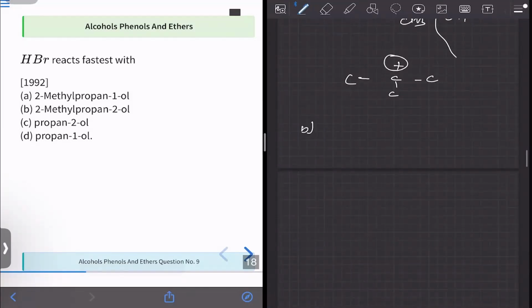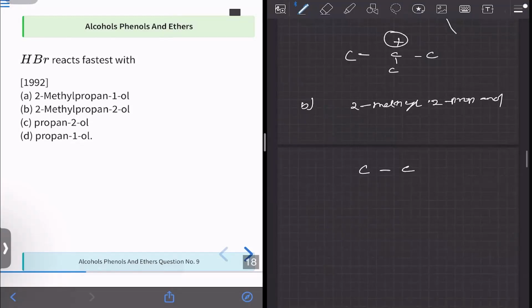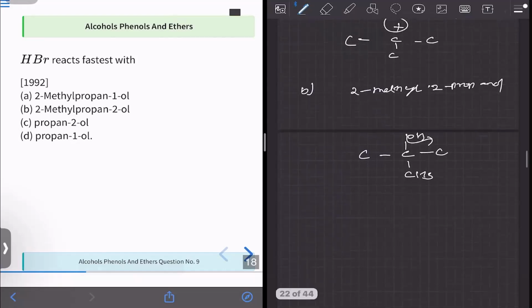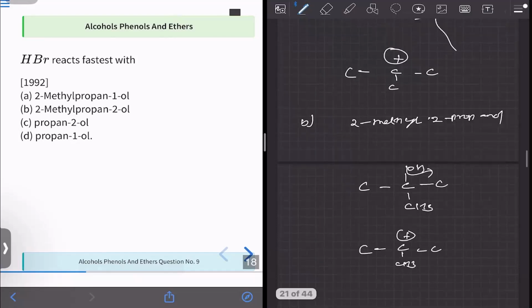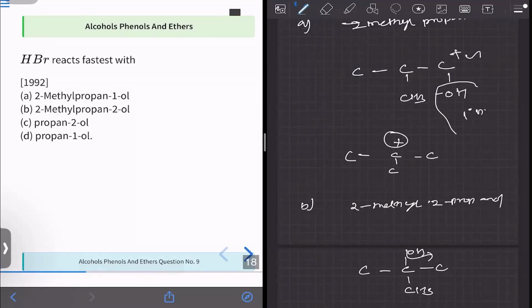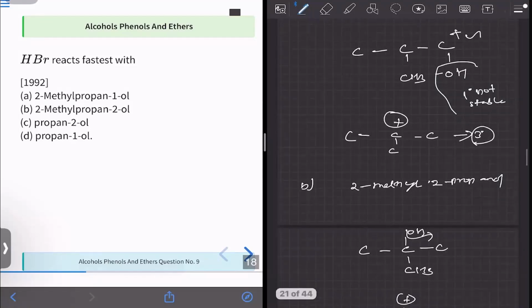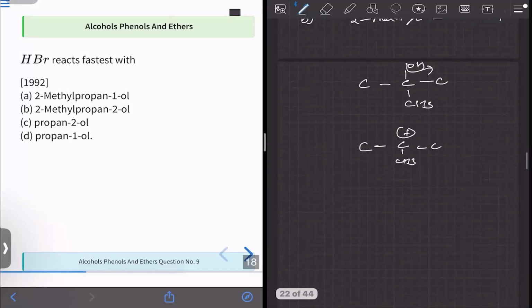And option B is 2-methyl-2-propanol. So it contains C, C, C. At the second position, it contains a methyl group and an OH group. So whenever it removes the OH group, it produces a tertiary carbocation. See here, primary is not stable, so it shifts towards the second carbon where it can be tertiary. So the positive charge shifts from the first to the second carbon to become stable.